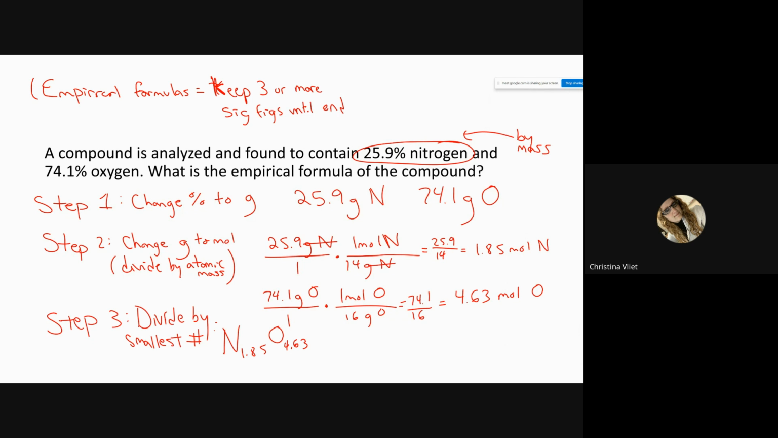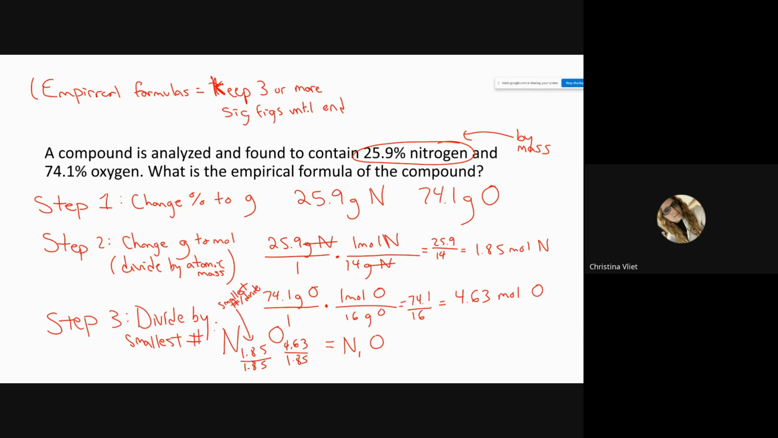And so that's why, in order to figure out what's the simplest ratio between these two, because that's the empirical formula, you would divide by the smallest number. And so 1.85 is the smallest number, so you divide by that. And that gives us N1 and O what? 4.63 divided by 1.85 is 2.5027.